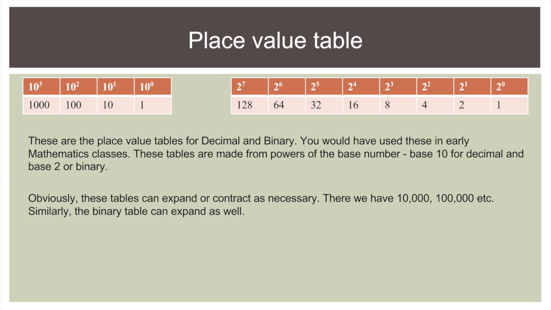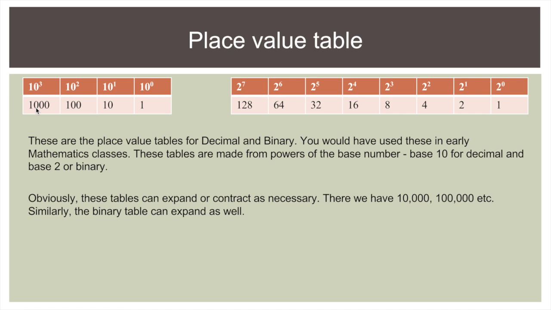We have the place value table for decimal numbers over here, which you should have seen before, and we have the one for binary numbers over here. You can see that they're made from the powers of the base. So here we have base 10 numbers: 10 to the power 3, 10 to the power 2, 10 to the power 1, 10 to the power 0. Over here, it's binary, base 2: 2 to the power 7, 2 to the power 6, 2 to the power 5, 2 to the power 4, 2 to the 3, 2 to the 2, 2 to the 1, and 2 to the 0. Underneath we have the decimal representations of each of these.